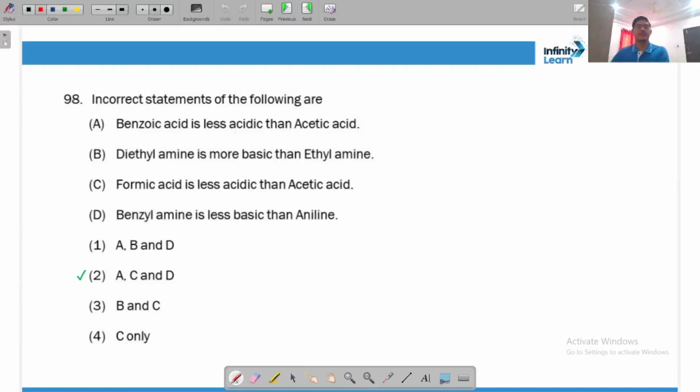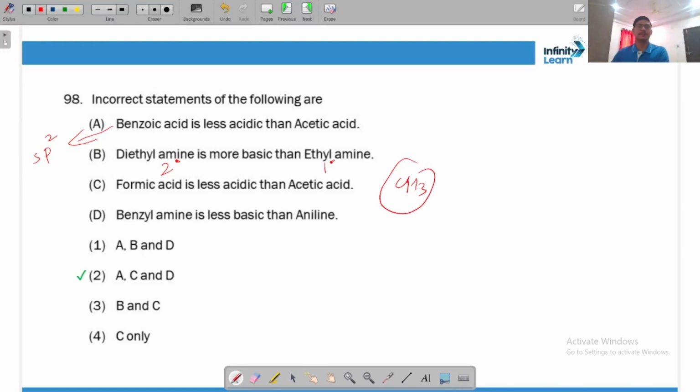Incorrect statement, benzoic acid is less acidic than acetic acid. No, it is more acidic, because in benzoic acid, the carbon to which the carboxylic group is attached is sp2 hybridized, more electronegative, right? Diethylamine is more basic than ethylamine. This is correct. Secondary amines are more basic than primary amines. Formic acid is less acidic than acetic acid. Again, this is incorrect. Formic acid is more acidic than acetic acid because it does not have an electron donating group. Sorry, that is methyl in acetic acid, right?